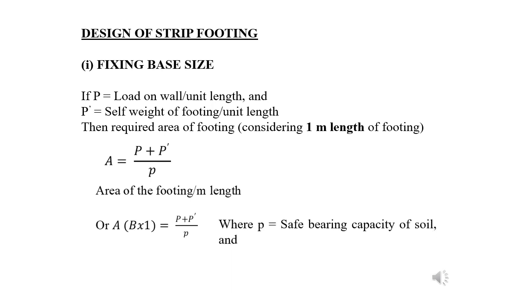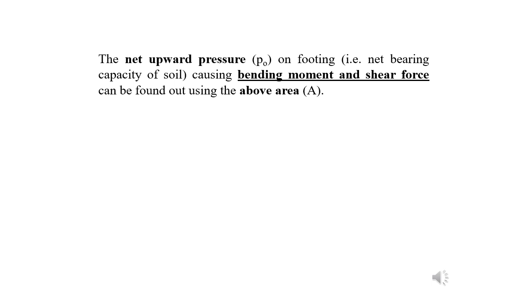And as I told you, small p is the safe bearing capacity of soil and B is the width of the footing. Now, whenever you are going to construct the foundation, the load is going to work from the top towards the bottom, right? Moments are also going to work. So what is going to happen?